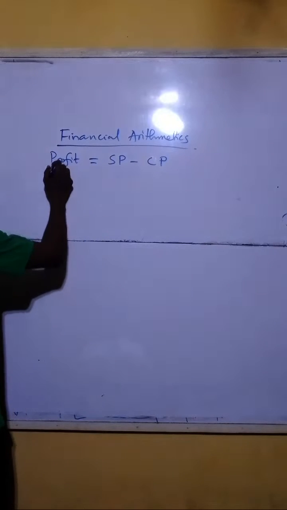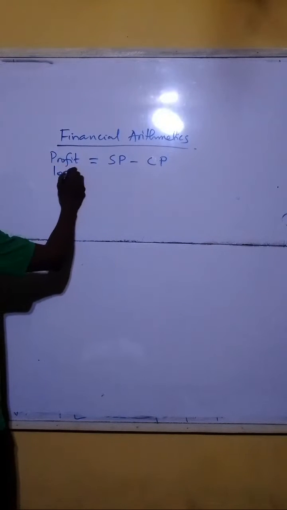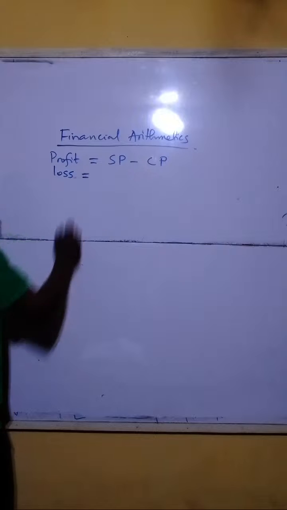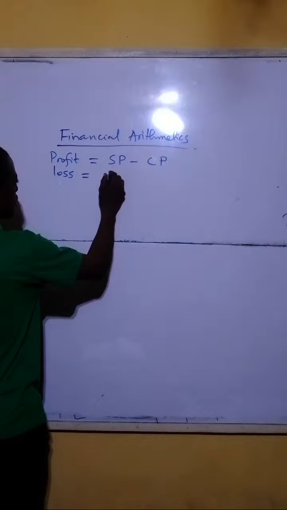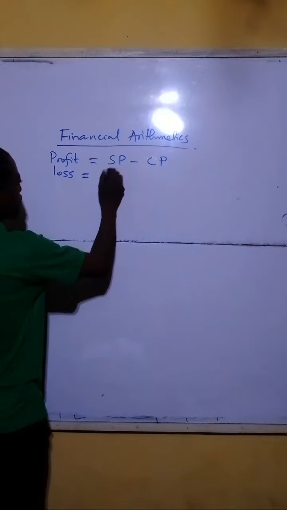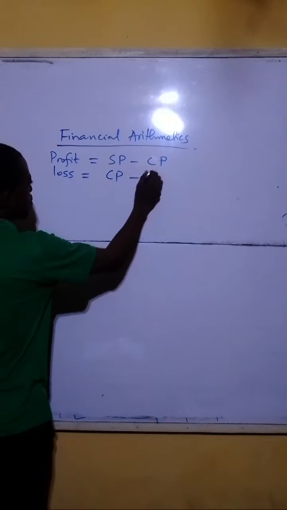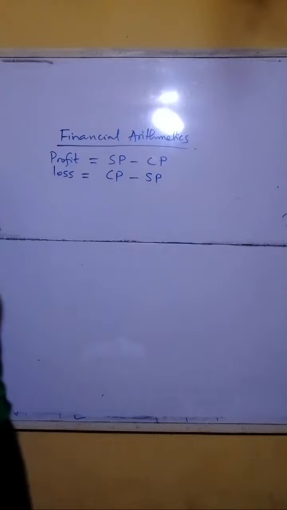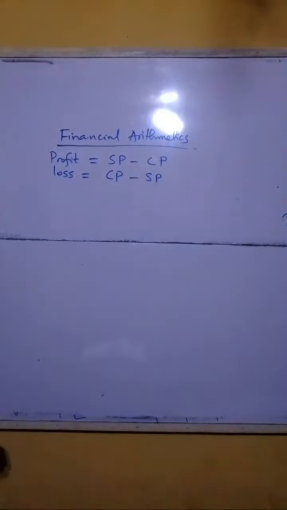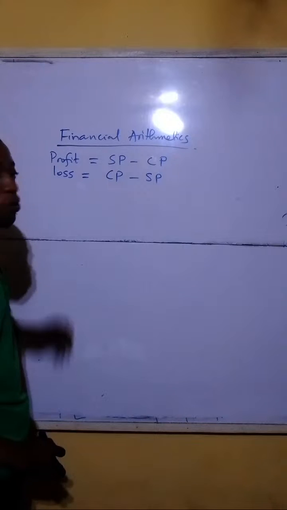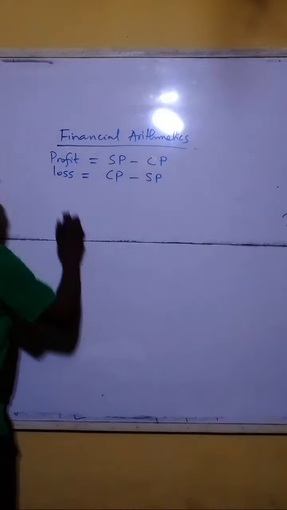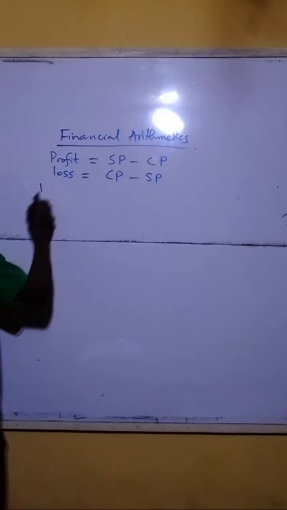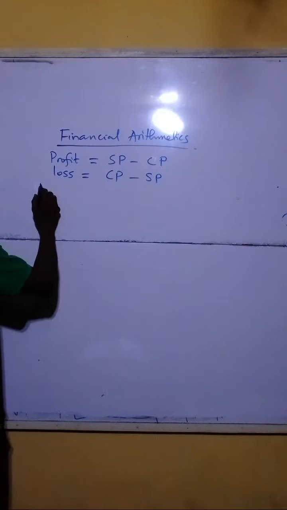Then we must also understand what we mean by loss. For a loss to occur, it implies that the cost price is more than the selling price. So we have CP minus SP, cost price minus selling price, that's when there is a loss. Then from here, we can derive a formula for percentage profit.